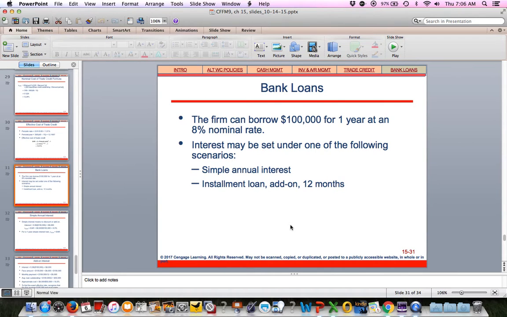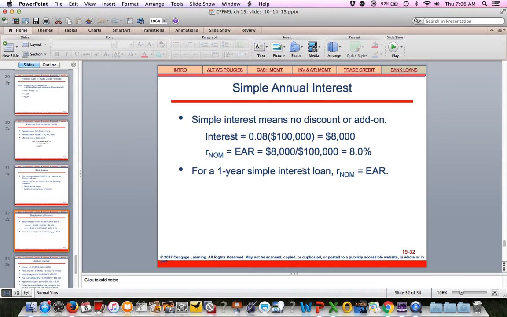Okay, bank loans, another source of financing for a company. You can borrow $100,000 for 1 year at an 8% nominal rate. Interest may be set up under one of the following scenarios: simple annual interest, or an installment loan with an add-on of 12 months. The annual interest is very easy to compute. Simple annual interest means no discount or add-on. 8% times 100,000 is 8,000, so the nominal rate and the effective rate are the same because this was a 1-year compounding. For a 1-year simple interest loan, the nominal rate and the effective annual rate are both 8%.